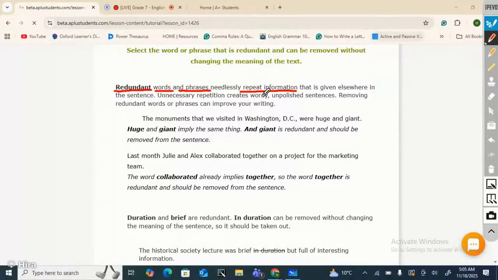Unnecessary repetition creates a wordy, unpolished sentence. And removing redundant words or phrases can improve your writing. So, whenever you write something, after writing, do check for redundant words or phrases.